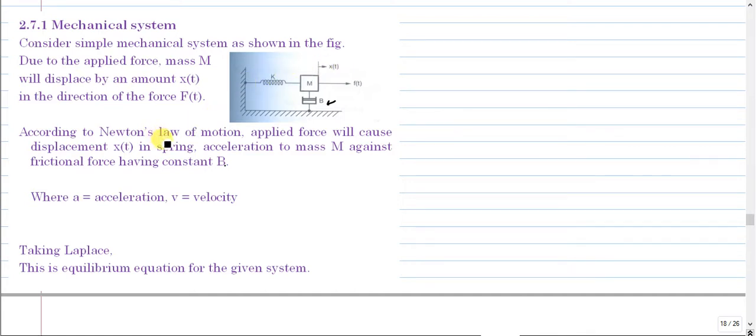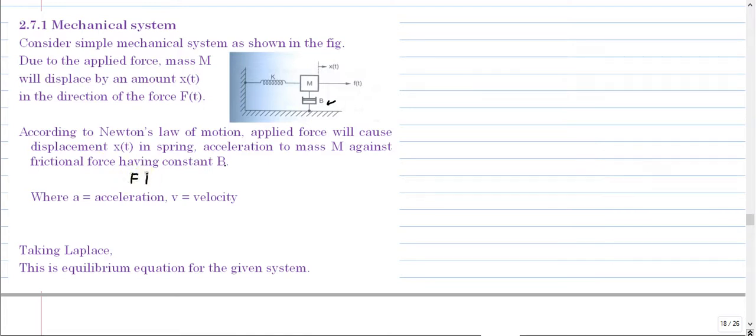According to Newton's law of motion, the applied force will cause displacement x of t in the spring, and acceleration to the mass m against the frictional force. That is the concept. If you apply the force f of t, there will be a displacement in k, that is the spring. So there will be some extension in spring k, and there will be a friction b. So how do we represent the force equation?